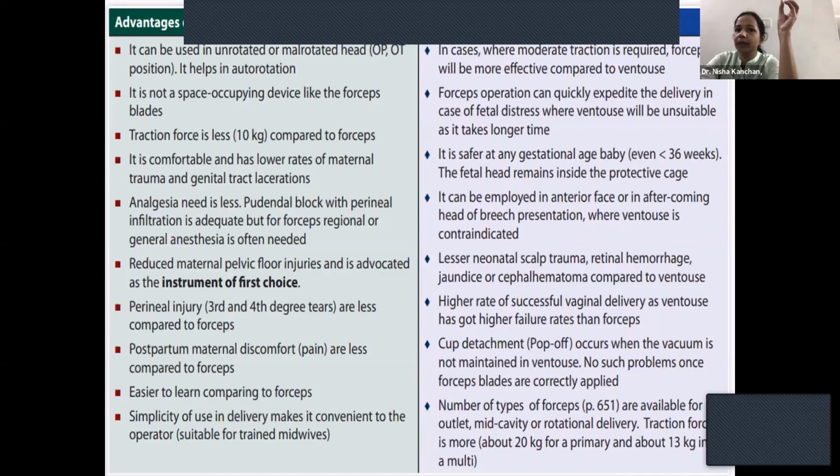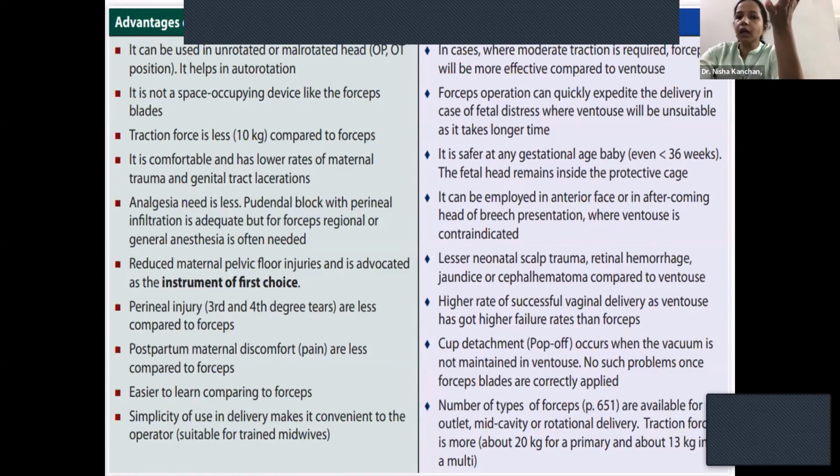It is not a space occupying device. So in a primary rigid perineum, it is better to go with vacuum. Traction force is less, so less injury to the mother's genitalia. And analgesia needed is less. Perineal block is not required because the soft cup is introduced. Reduced maternal pelvic floor injury. So when you're pulling, third-degree perineal tear is less with vacuum. Postpartum pain is also less because one large metal instrument was not introduced into her vagina.